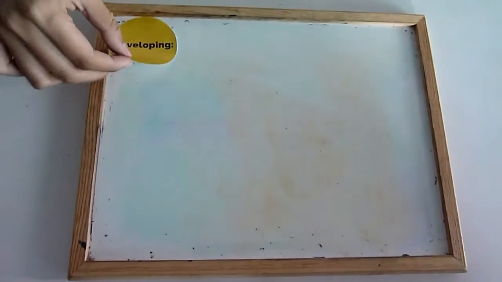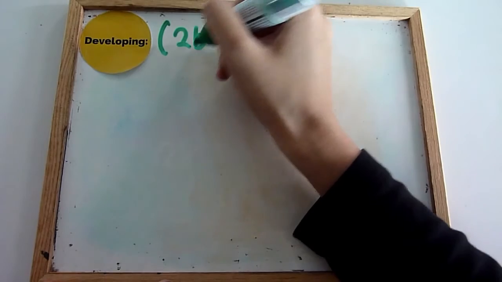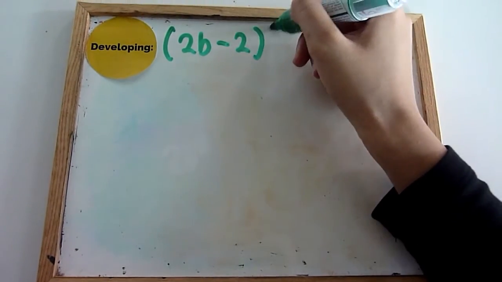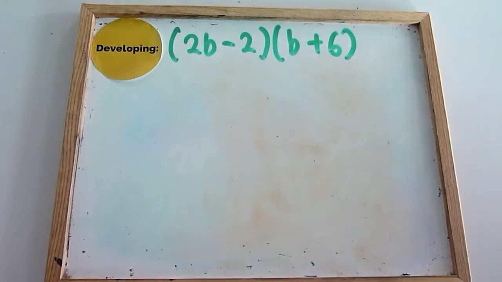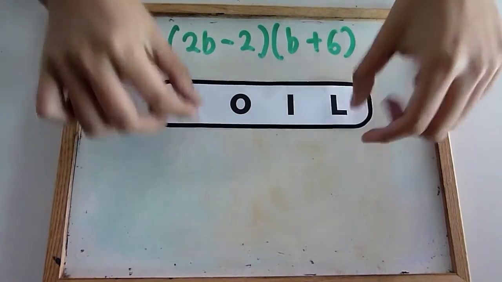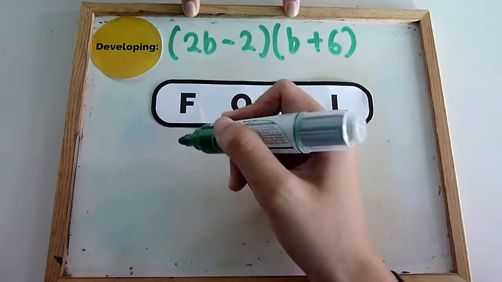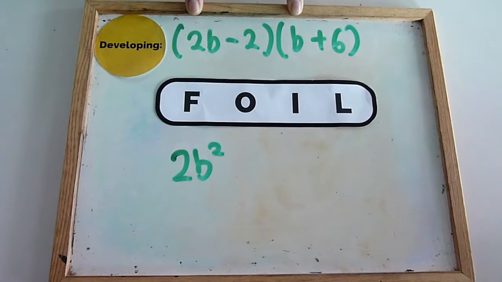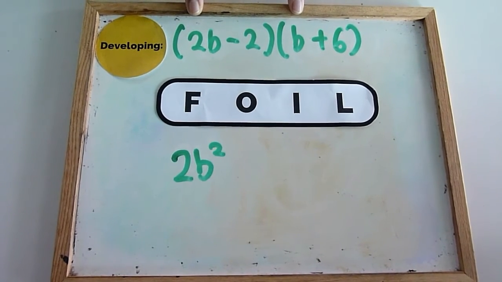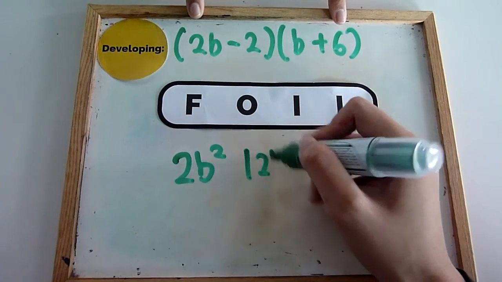Now, let's try one question together, and I'll pick the question for developing students. Open bracket 2b minus 2, close bracket, and open bracket b plus 6, close bracket. Firstly, using the FOIL method, we multiply the first 2 terms, which are 2b multiplied with b. This will give us 2b squared. Then, for outside terms, we multiply 2b with 6, which will give us 12b.